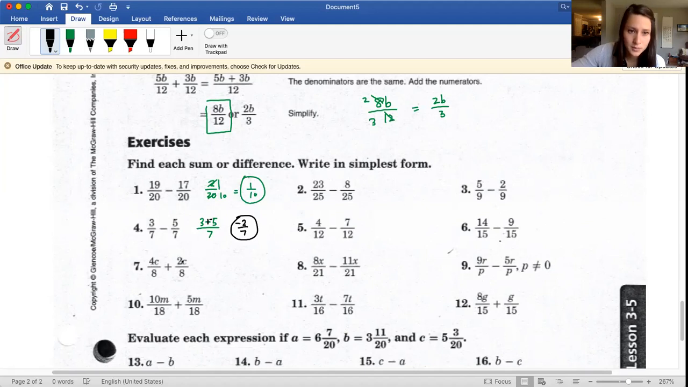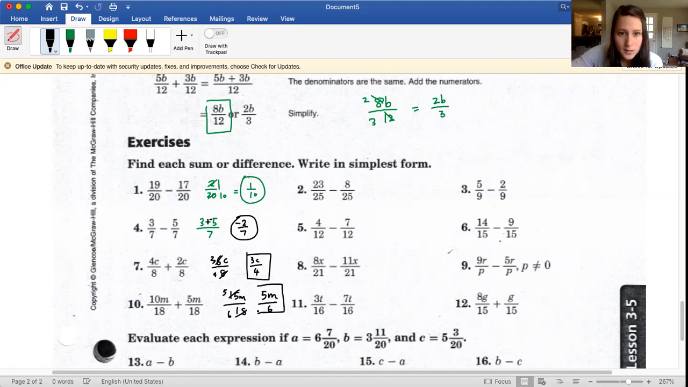Here I've got 4c plus 2c, which is 6c over 8. And I can simplify. This is 3 and this is 4. So it's 3c over 4 as my answer. Down here I've got 15m over 18. I'm adding the 2. And I can simplify this. This is 5 and this is 6. So it's 5m over 6 as my answer.